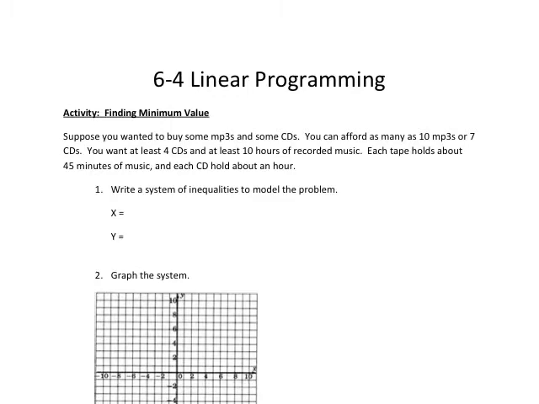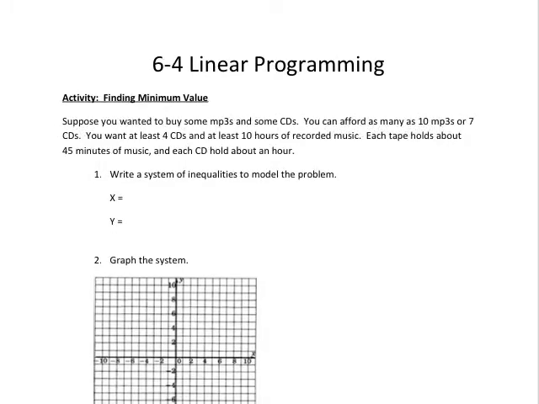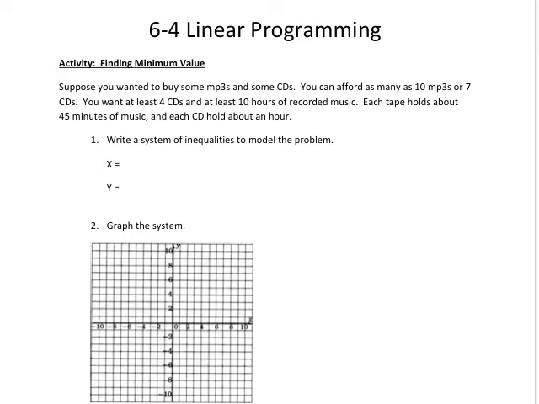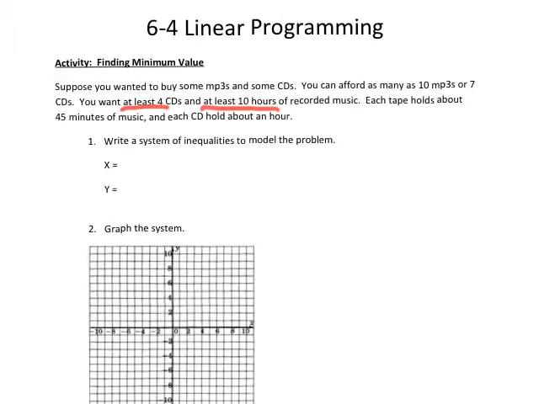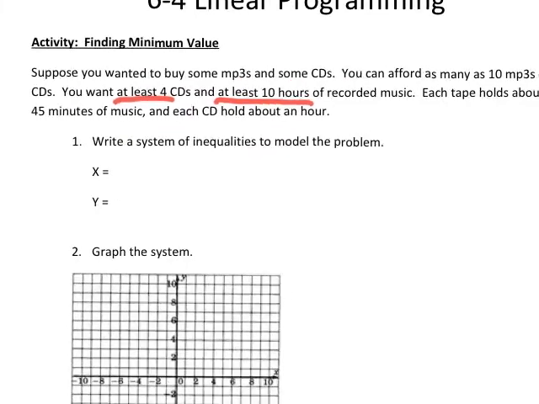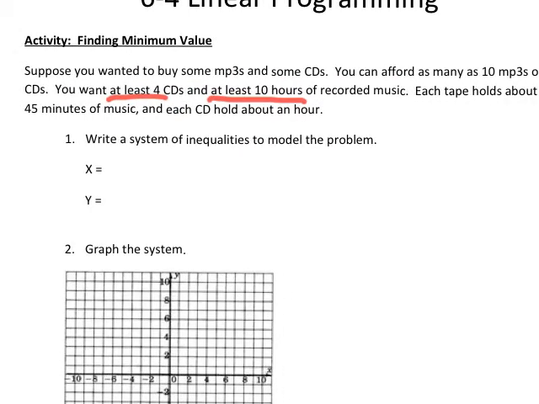So as your notes for this section, we're actually going to do part of an example problem. So first of all, finding minimum value. Suppose you want to buy some MP3s and some CDs. You can afford as many as 10 MP3s or 7 CDs. You want at least 4 CDs and at least 10 hours of recorded music. Each tape holds about 45 minutes of music, and each CD holds about an hour. So write a system of inequalities to model the problem.